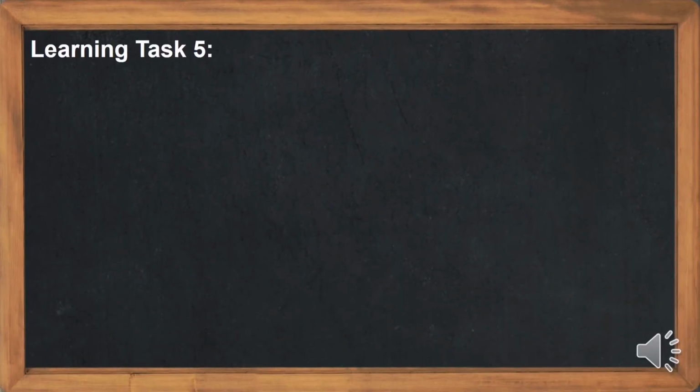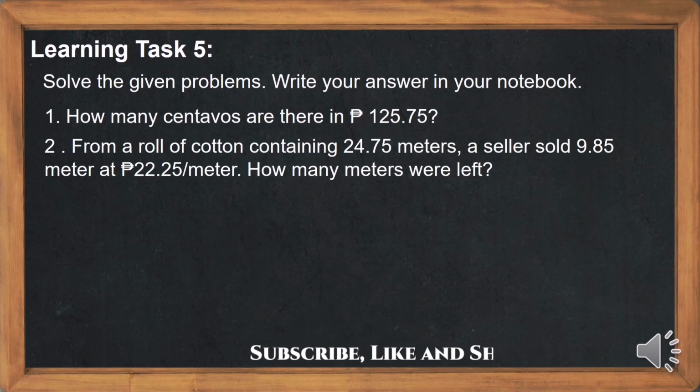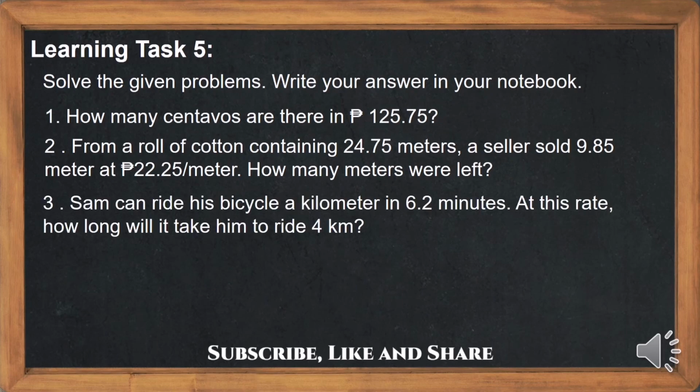In learning task number 5, solve the given problems. How many centavos are there in 125.75 pesos? For number 2, from a roll of cotton containing 24.75 meters, a seller sold 9.85 meters at 22.25 pesos per meter. How many meters were left? Number 3, Sam can ride his bicycle a kilometer in 6.2 minutes. At this rate, how long will it take him to ride 4 kilometers?